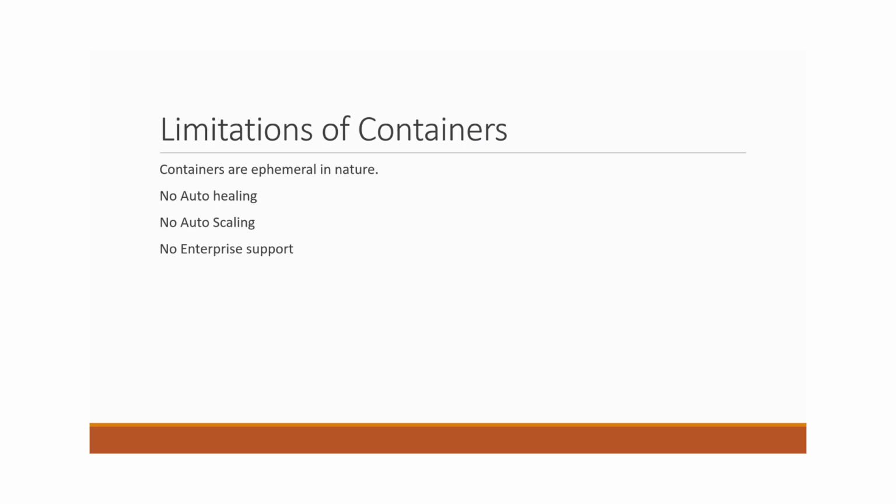Well, there are certain limitations of containers. Containers are ephemeral in nature, meaning a container can be started, stopped, or destroyed very quickly. We can say containers are short-lived. Also, containerization tools like Docker don't provide support for auto healing. Meaning if a container dies, it cannot come up automatically. DevOps has to bring it up manually. The same way, there is no auto scaling support. The count or number of container instances should be increased or decreased as per the traffic, but Docker doesn't support this.